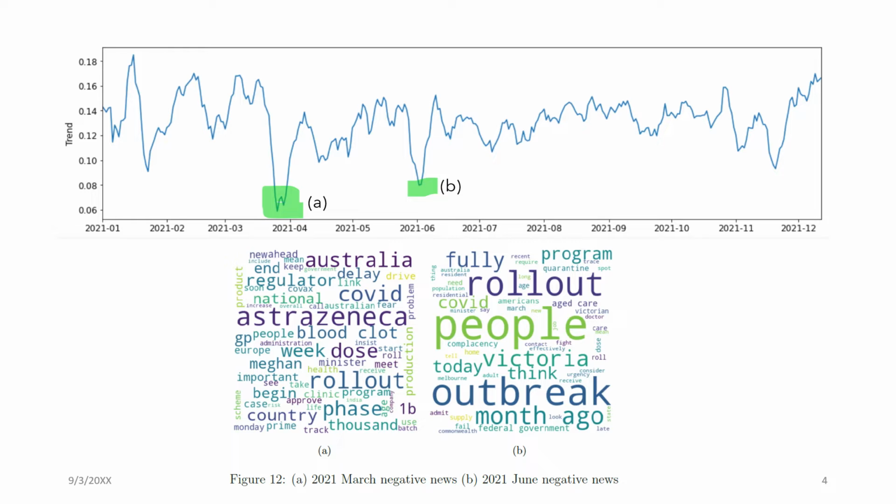By using the word cloud on that particular day's data, I found the connection between AstraZeneca's vaccine blood clot side effect and the sentiment drop in April 2021. I also found the June 2021 sentiment drop is related to a bacterial region outbreak.